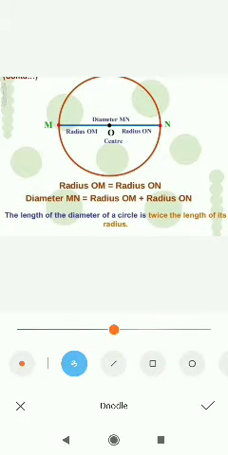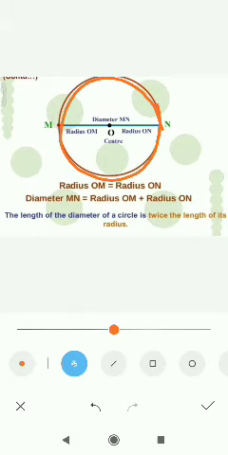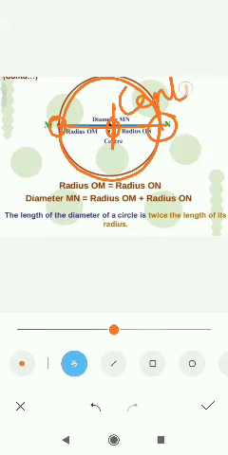Radius OM is equal to radius ON. Diameter MN is equal to radius OM plus ON. Here there is a circle. They are telling the relationship between the radius and the diameter. This is the center of the circle, O. This is one point on the circle, M. This is another point on the circle, N. Both of them are joined together by a line segment which passes through the center of the circle. So this becomes the diameter.